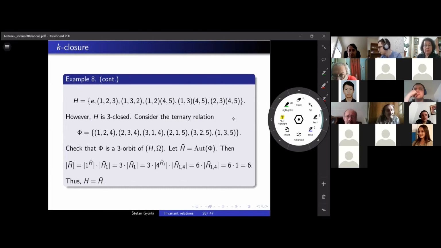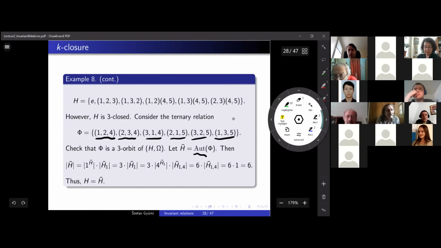Now we would like to show that this group H is 3-closed. We can proceed like this. Take a triple, for example, 1, 2, 4, and consider its images under H. If you count, you will see that under the 6 elements, these are the images of 1, 2, 4. This means that phi is a 3 orbit in the group H. Now consider the full automorphism group of this concrete ternary relation.